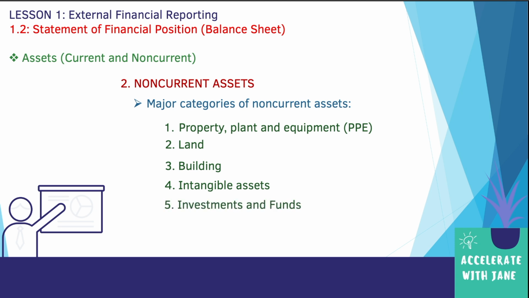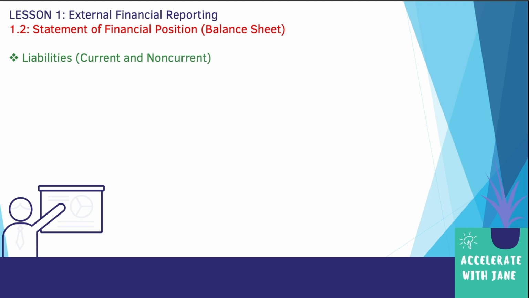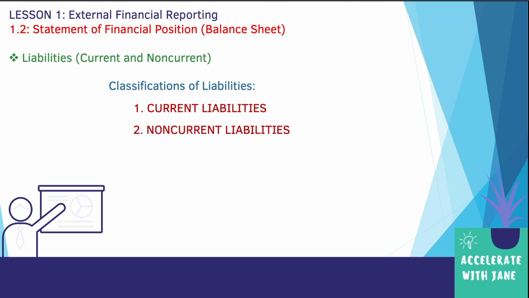Fifth, we have investments and funds. So these are actually non-operating items intended to be held beyond 1 year or longer of the operating cycle. So now let's proceed to the liabilities. Similarly, liabilities are classified into current liabilities, non-current liabilities.